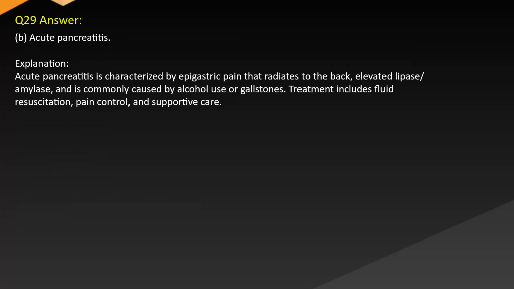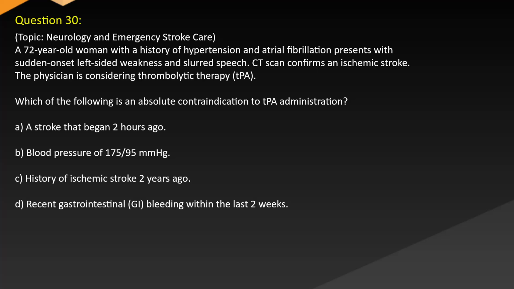Answer: B. Acute pancreatitis. Explanation: acute pancreatitis is characterized by epigastric pain that radiates to the back, elevated lipase and amylase, and is commonly caused by alcohol use or gallstones. Treatment includes fluid resuscitation, pain control, and supportive care. Question 30. Topic: Neurology and emergency stroke care.